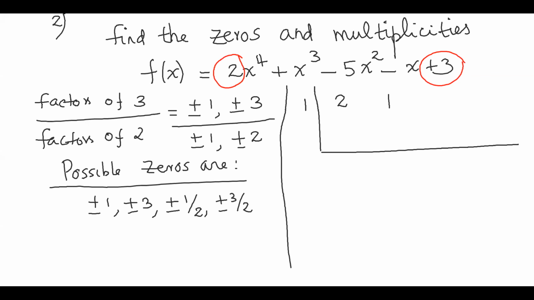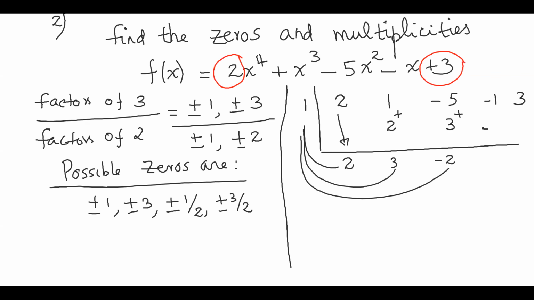2, 1, -5, -1, and 3. So let's divide this using synthetic division. Bring the 2 down. Then you multiply 2 times 1, just 2. Then we are going to add them. So 3. And then 3 times 1 is 3. When we add, we get -2. -2 times 1 is -2. So when we add, we get -3.